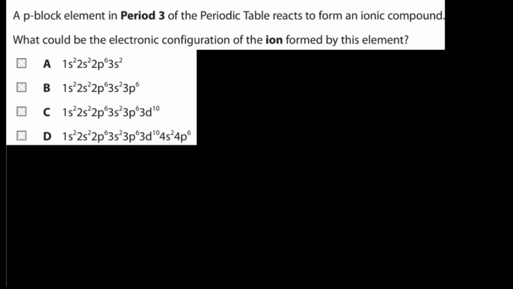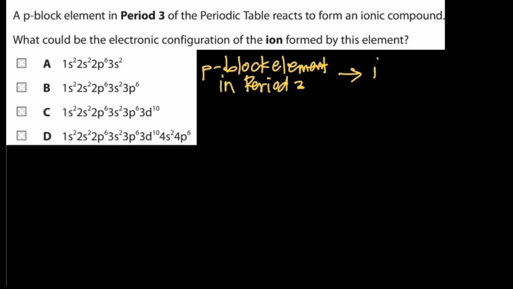A p-block element in period 3 of the periodic table reacts to form an ionic compound. What could be the electronic configuration of the ion formed by this element? So we are asked for a p-block element. That means the end of the electronic configuration is in the p subshell. The element is in period 3 of the periodic table, and it forms an ionic compound.